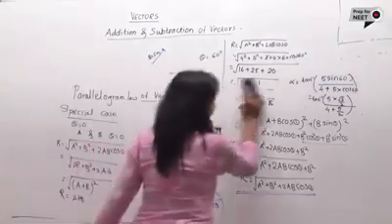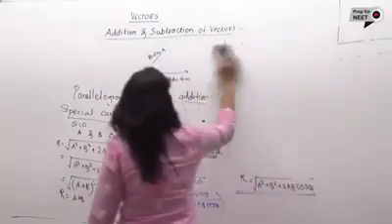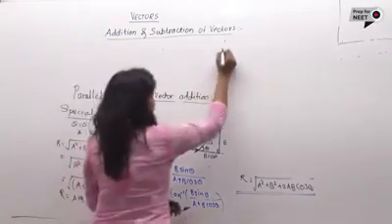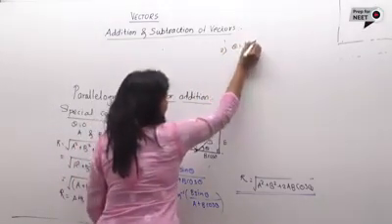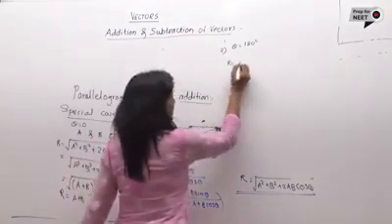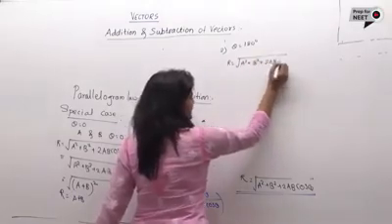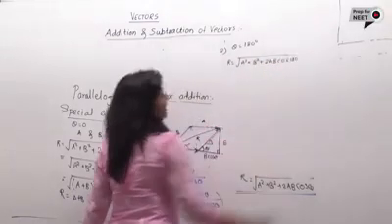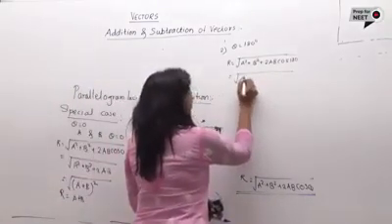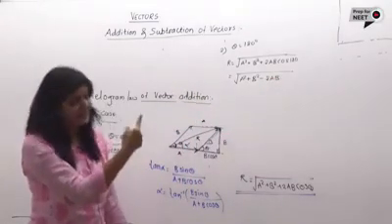Okay, I'll clear this. Another special case is, let's say, theta is equal to 180 degrees. Again, I'm going to do the same thing. R is equal to under root A square plus B square plus twice AB cos 180. Cos 180 is minus 1. So what will the equation be then? A square plus B square minus twice AB. And you must be aware of this expansion again.